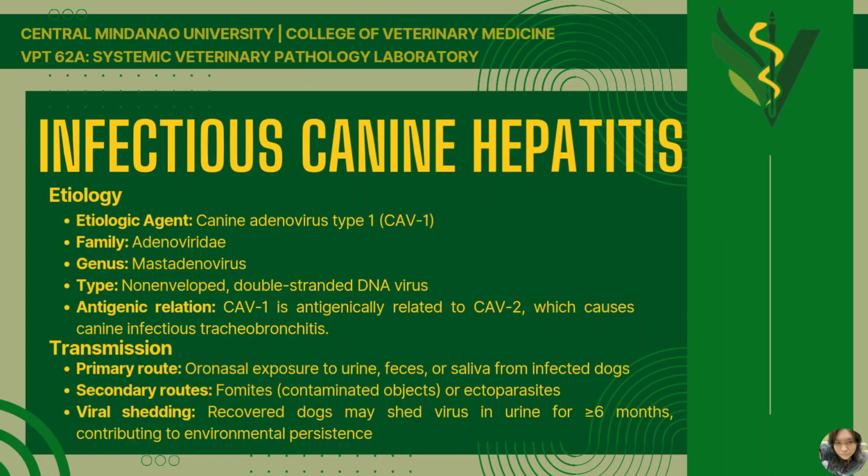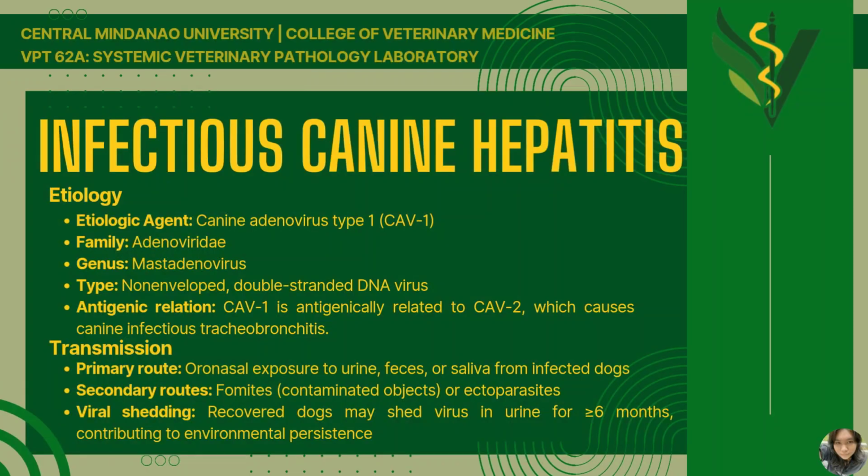So although the dogs that previously had ICH will recover, there should be a period where they should be observed or isolated for 6 months or longer, because again, recovered dogs can still shed the virus in their urine for 6 months or longer.